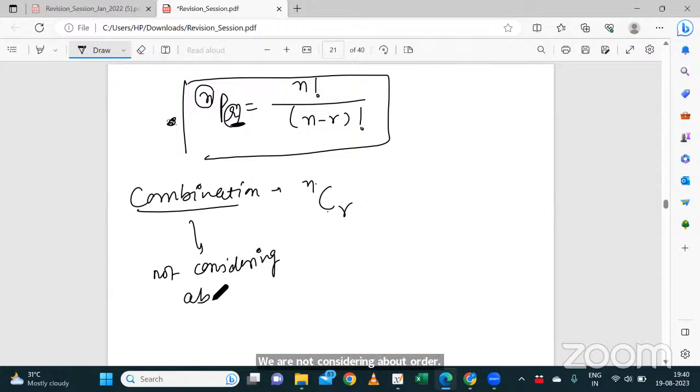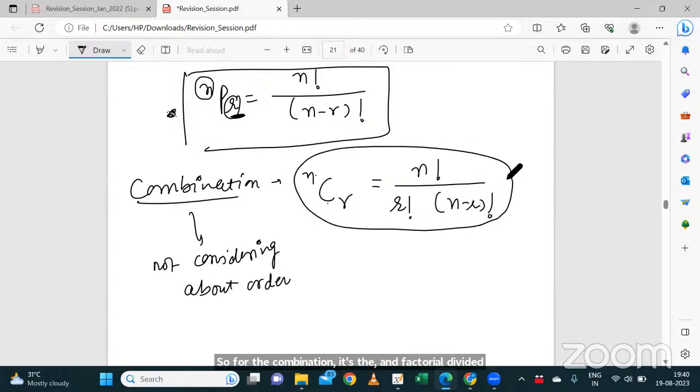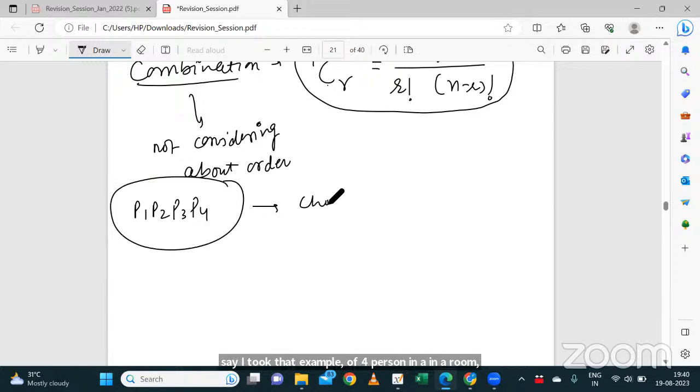Whenever we are not considering order, whenever we just have to select people or choose the people without considering any order, then in that scenario I'm going to use the combination. So the formula for combination is n factorial divided by r factorial into (n minus r) factorial. Let's take that example, 4 persons in a room. Now I want to choose or select 2 people from the room. In how many ways can you do this?